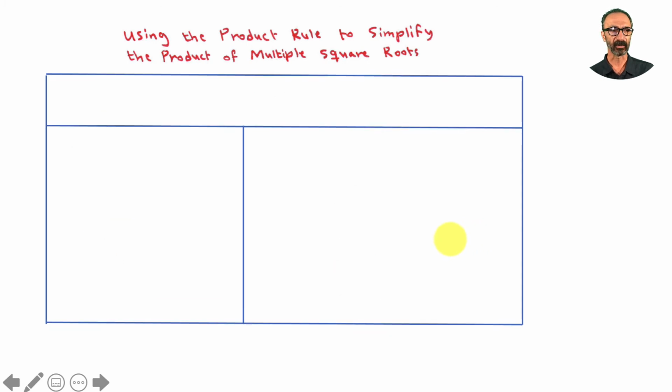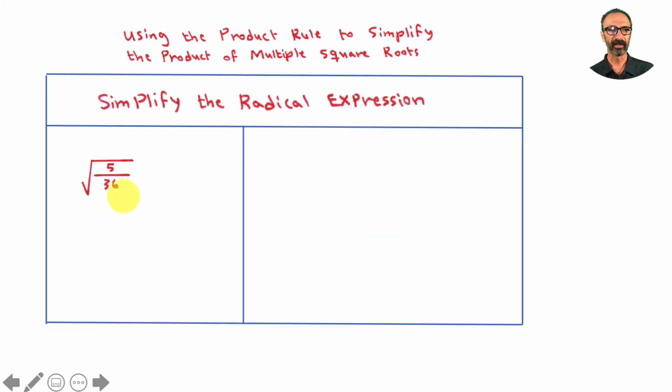Let's take more examples. This time I'm talking about radicals instead of products like the previous slide. You could split this: square root of 5 over square root of 36. Square root of 36 is 6, but square root of 5 stays. So that's pretty much it. We're done.